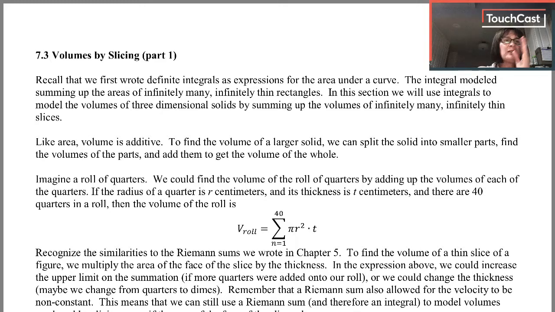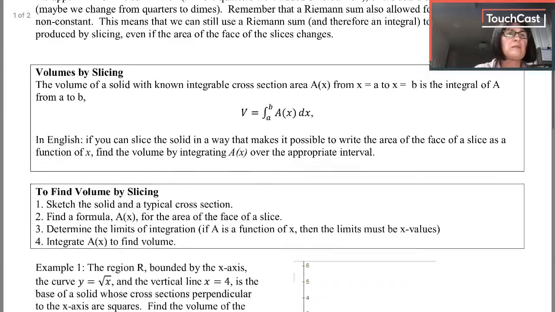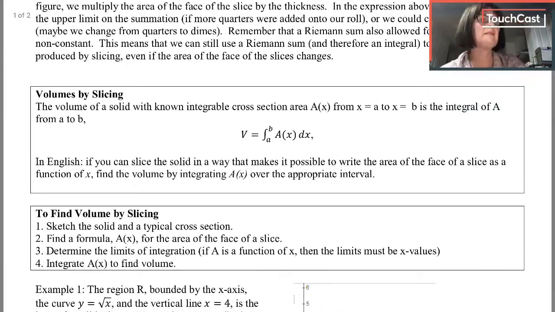So I'm going to imagine slicing up into infinitely many, infinitely thin slices. For each slice, I'll multiply the area of the slice by the thickness and add those up, and I'll use an integral to do that. So this is going to be our technique. It works anytime you can slice a solid so that the slices all have the same shape. They don't have to have the same size, but you need one formula that describes the shape.